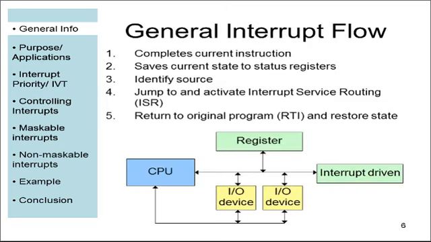This is the general interrupt flow. Whenever the interrupt occurs, the CPU completes the current instruction, saves the current state to the status registers, then identifies the source of the interrupt. Once the source is identified, it will jump to and activate the interrupt service routine. Once the interrupt service routine is completed, it will return to the original program and restore the state.